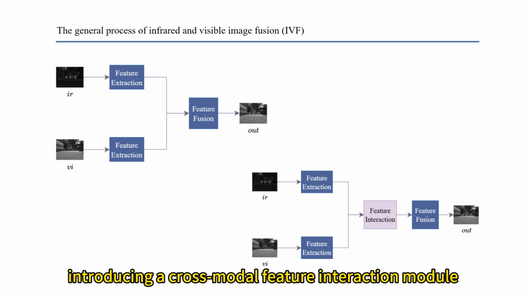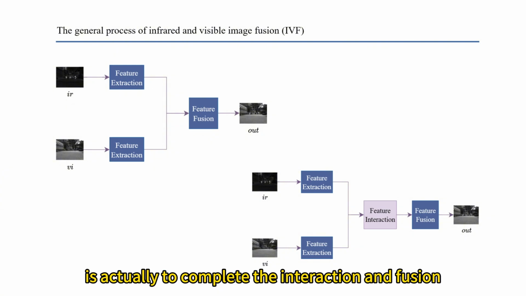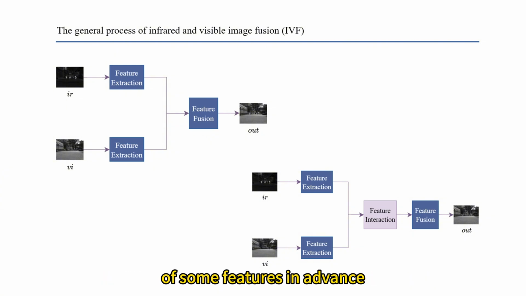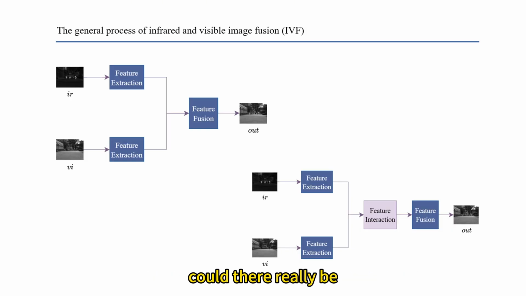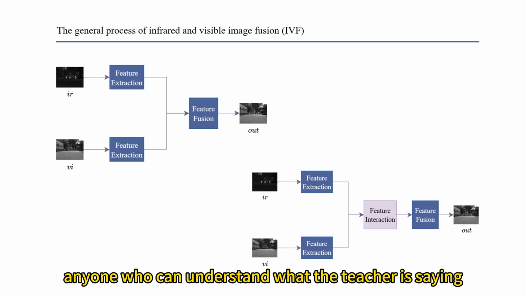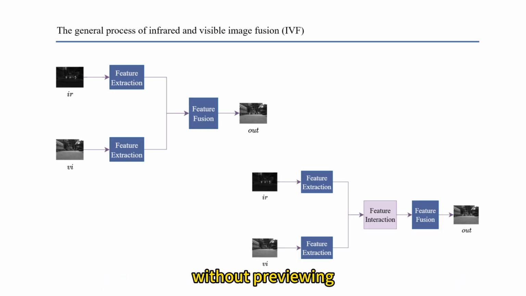Introducing a cross-modal feature interaction module is actually to complete the interaction and fusion of some features in advance before the final fusion. This is equivalent to us doing a preview in advance before the teacher teaches new knowledge. Could there really be anyone who can understand what the teacher is saying without previewing?